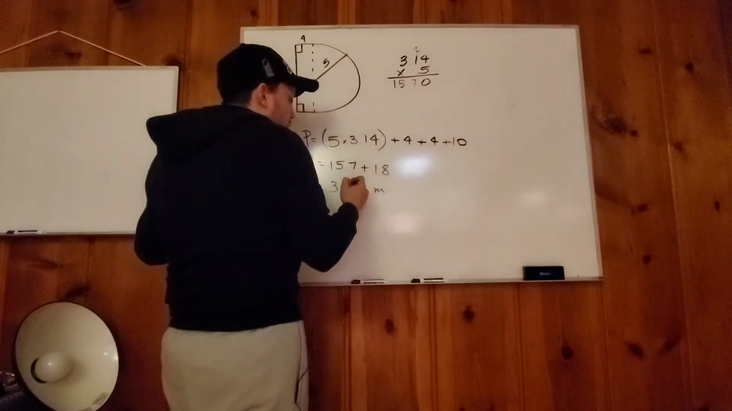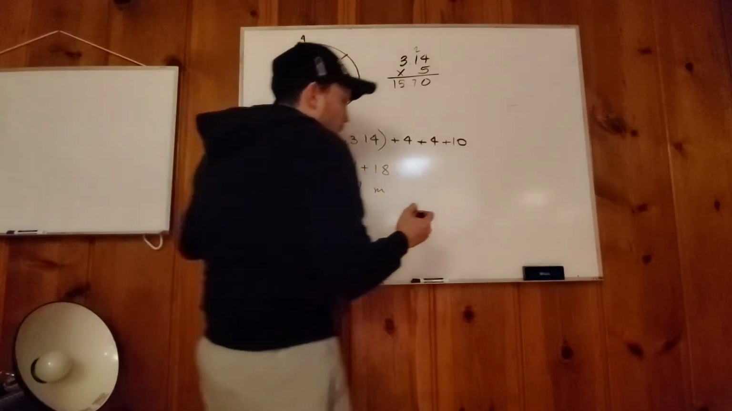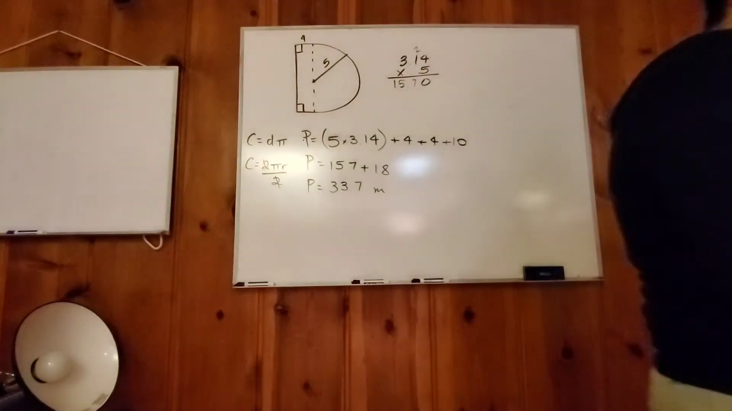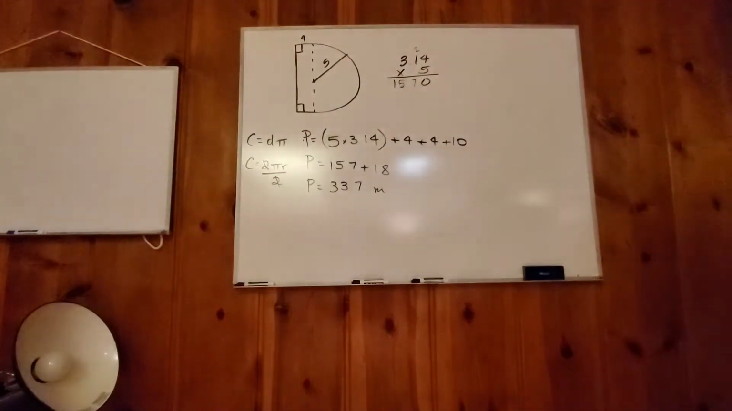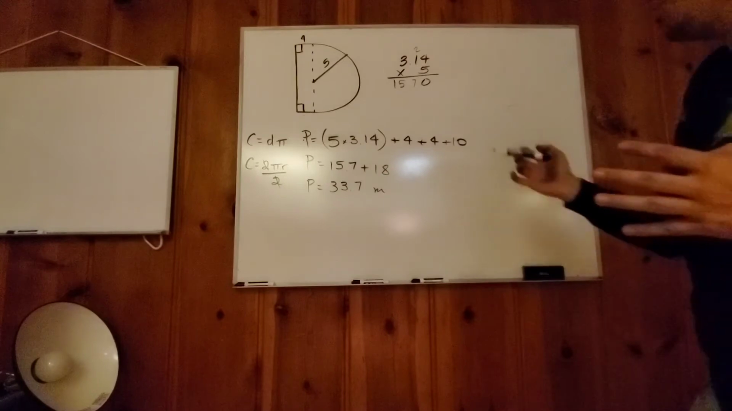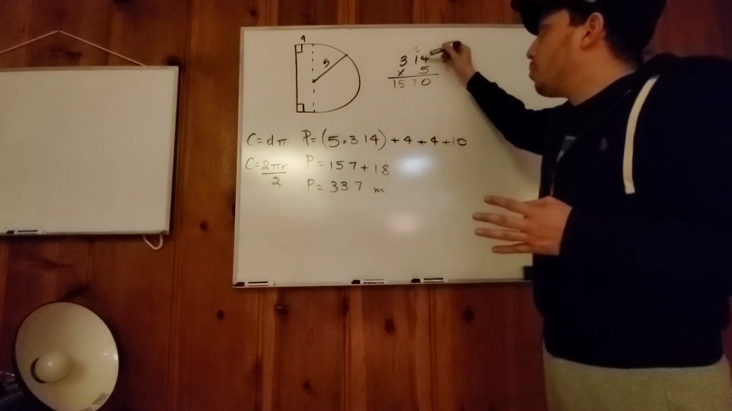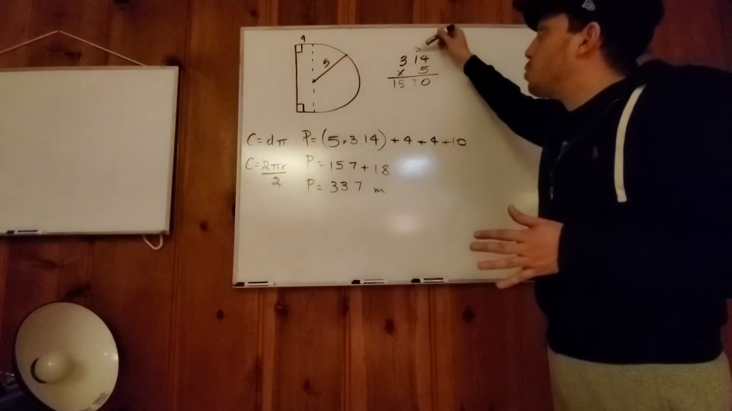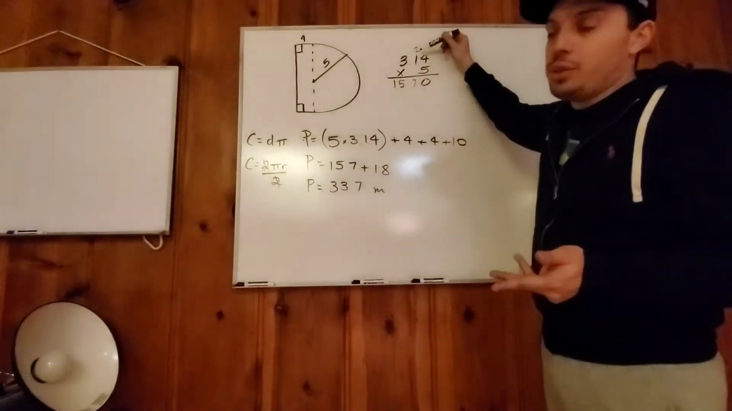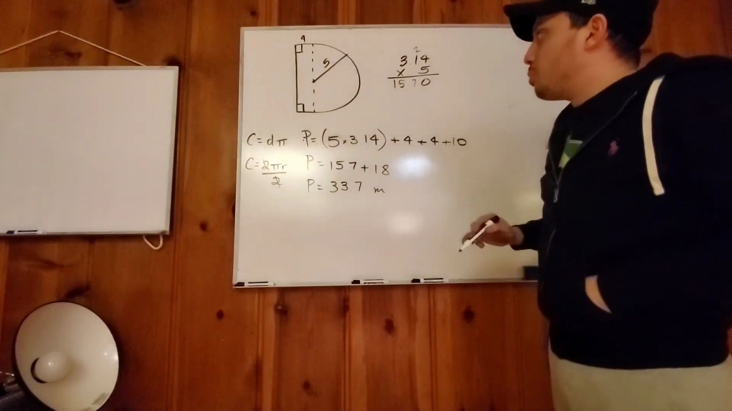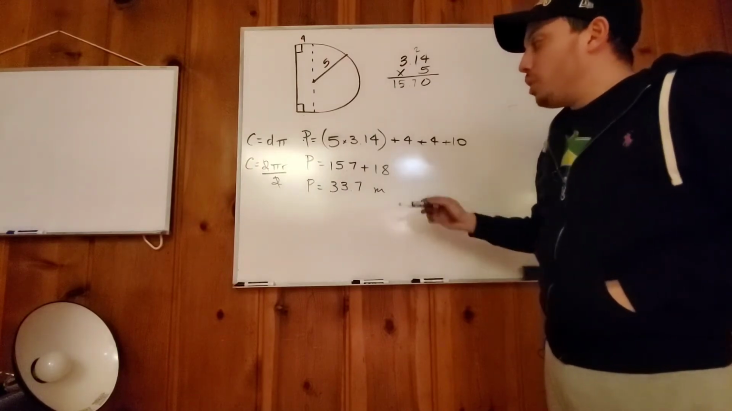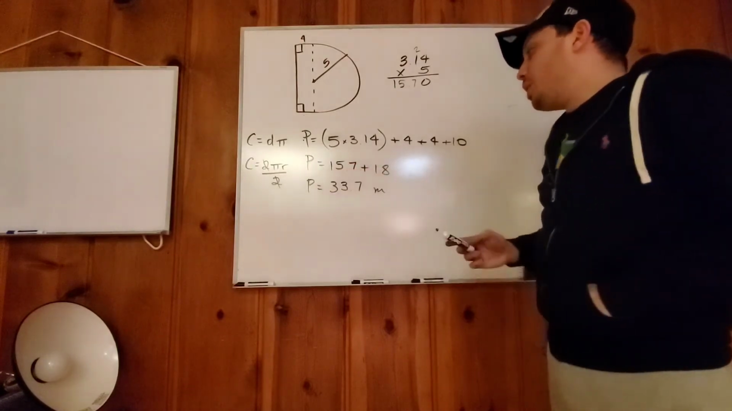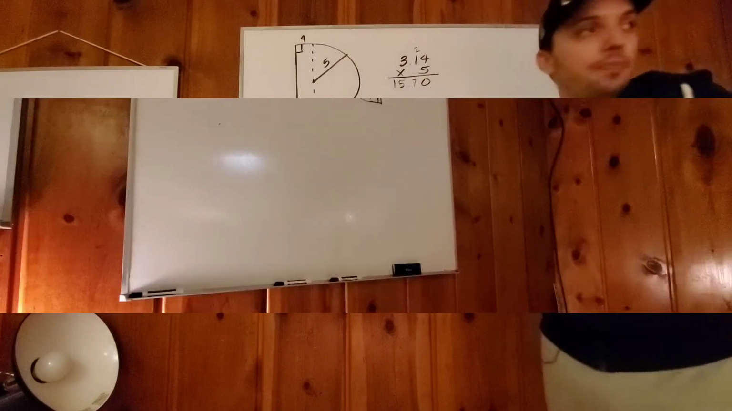15.7 plus 18 will be 33.7 meters. And that would be the perimeter of the first figure. So please be careful with the math, right? I made a really dumb mistake here because instead of 5 times 1, I did 5 times 2. And then I added 2, which is not acceptable. And so that's why you need to check your answer. So perimeter is 33.7 meters.